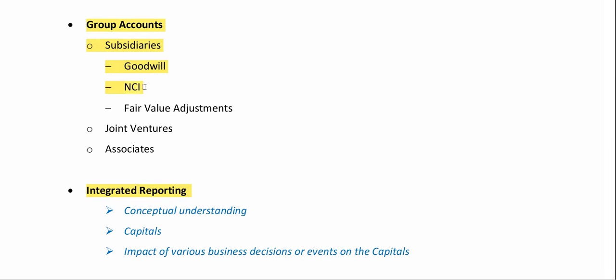There can also be fair value adjustments relating to the subsidiary, and especially when it comes to the goodwill calculation and when it comes to preparing the consolidated financial statements yearly. So you should also be covering this within the topic of group accounts.